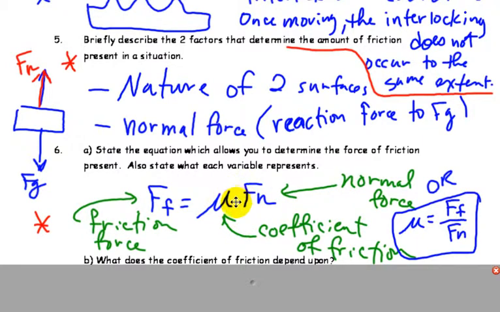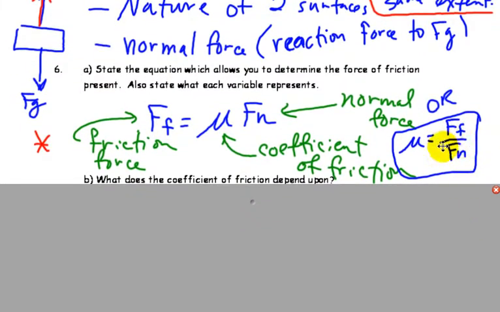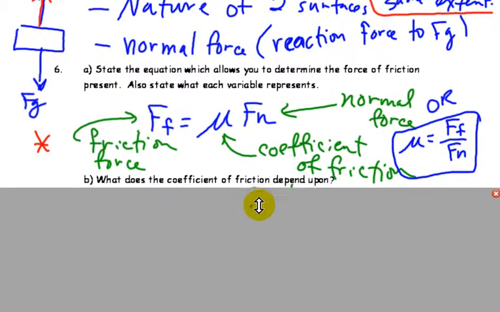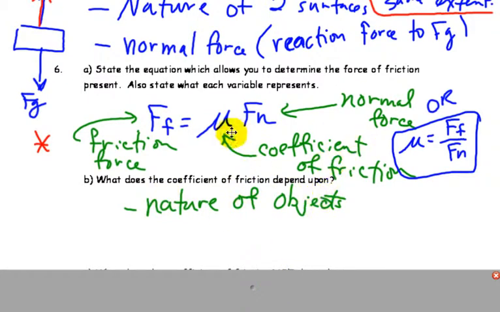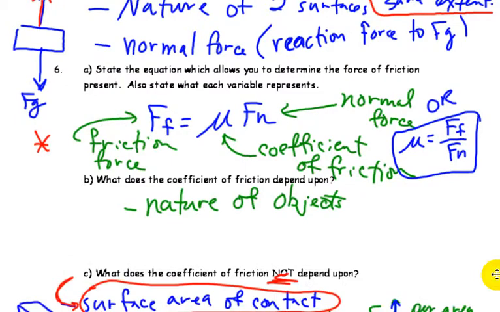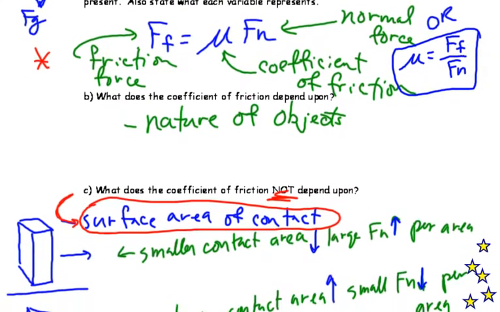And we can rearrange this, solve it for mu, the coefficient of friction, and get that it's the ratio between the force of friction and the normal force. So of course, the more friction involved there, the larger that coefficient of friction value will be. And as I mentioned, this equation basically involves these two items, nature of objects and normal force. So that coefficient of friction relates to the nature of the objects.